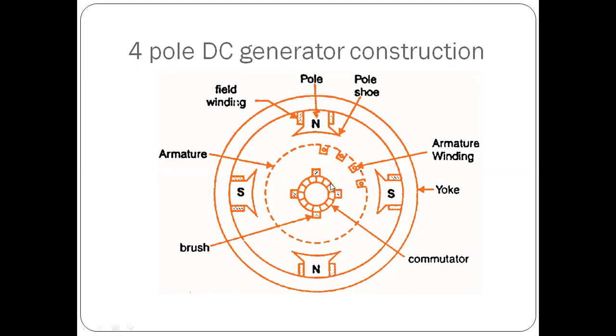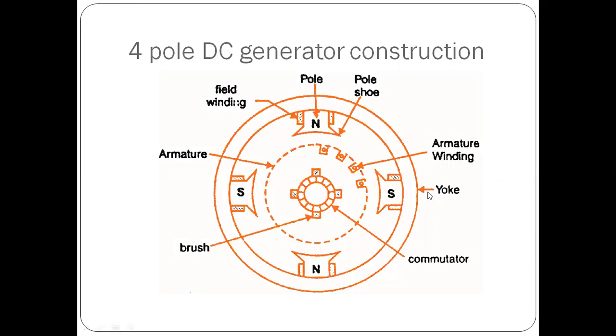So yesterday, in the previous video, whatever we studied was a 2-pole DC generator. Now it is a 4-pole DC generator. The only difference is that the number of poles is different. If the poles are more, the speed of the machine will be increased. That is the advantage. In the exam, if they ask about the 4-pole DC generator construction, this part you have to draw, and the explanation remains the same.